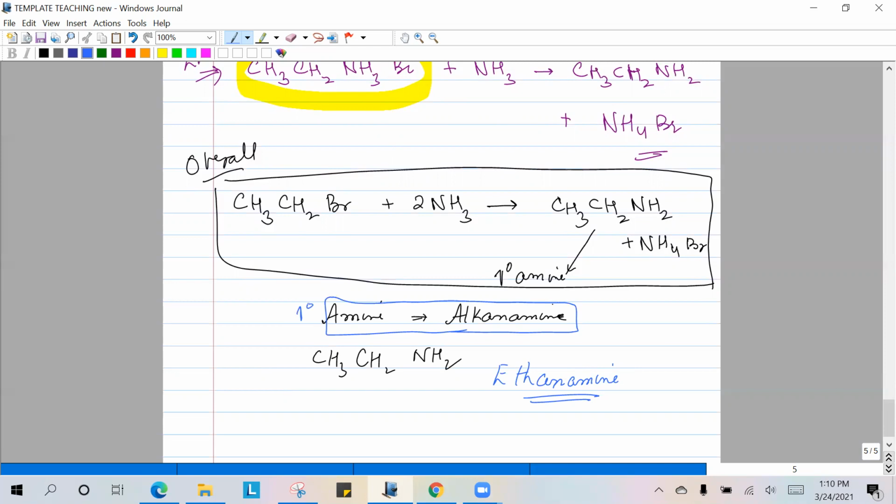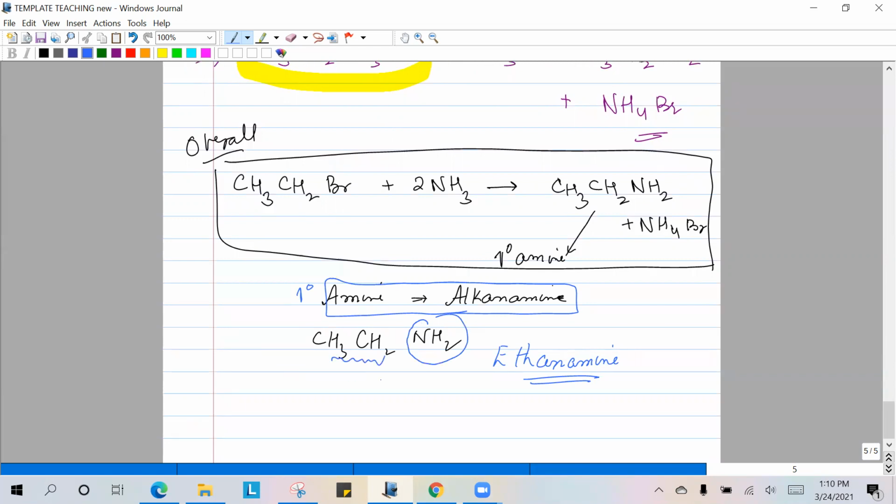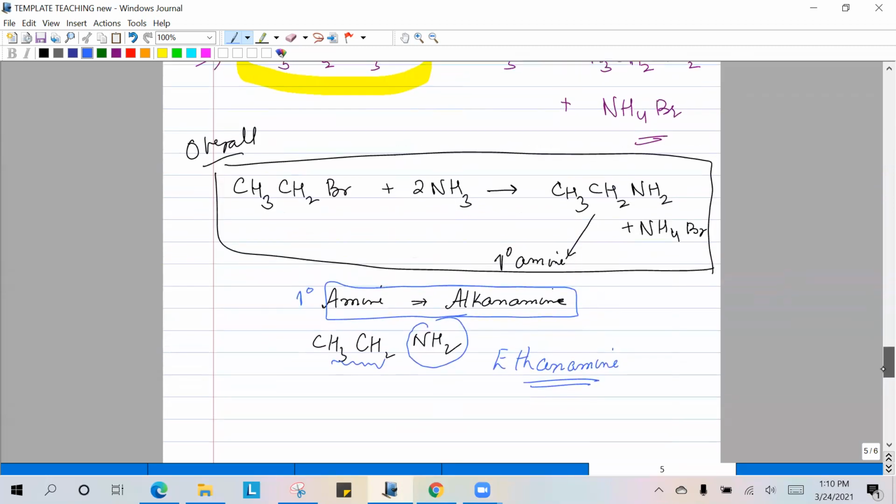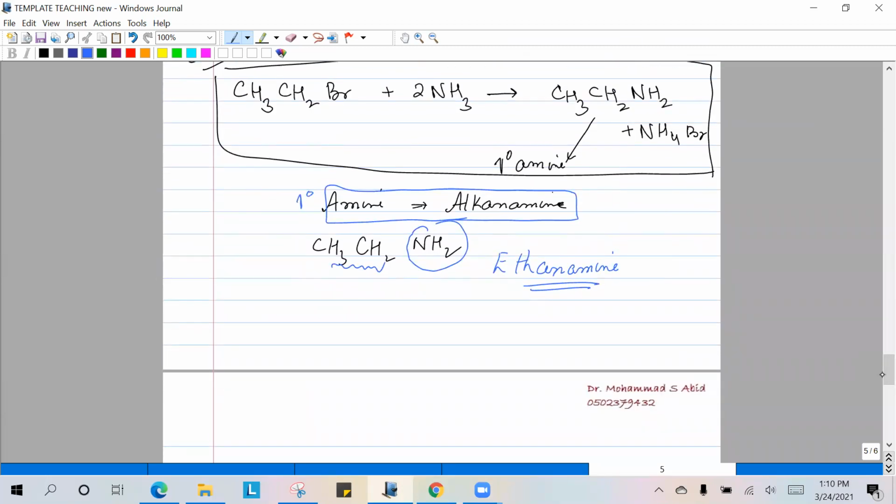So the primary amine, how will you know the primary amine? When it is NH2 and it has only one alkyl group. So there are primary, secondary and tertiary also. More details are in grade 13. So I'm not talking about that right now, but this is what we need. Our primary amine is formed. Now let's look at the mechanism, how this primary amine was formed with the reaction.